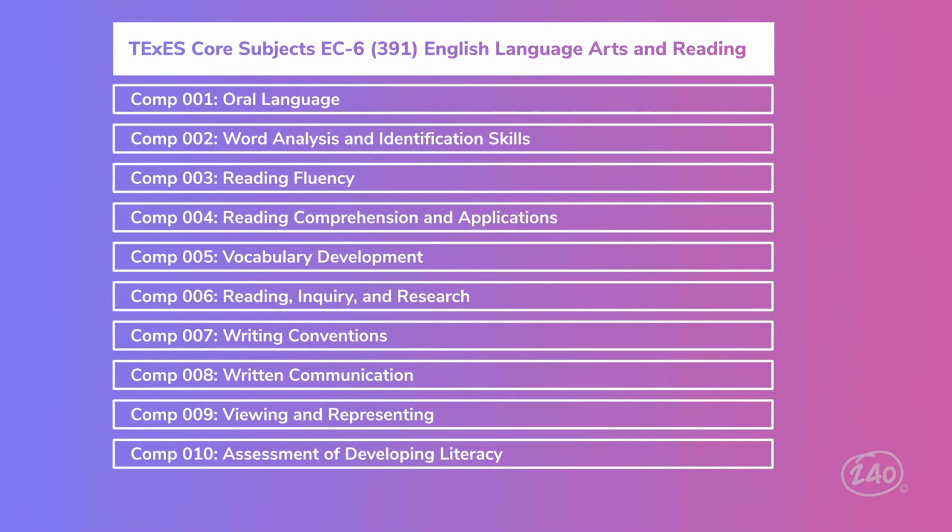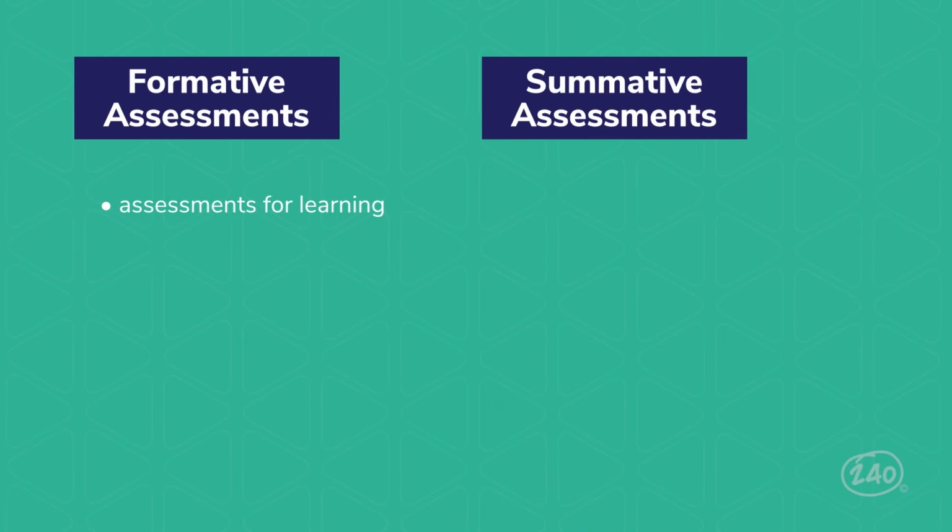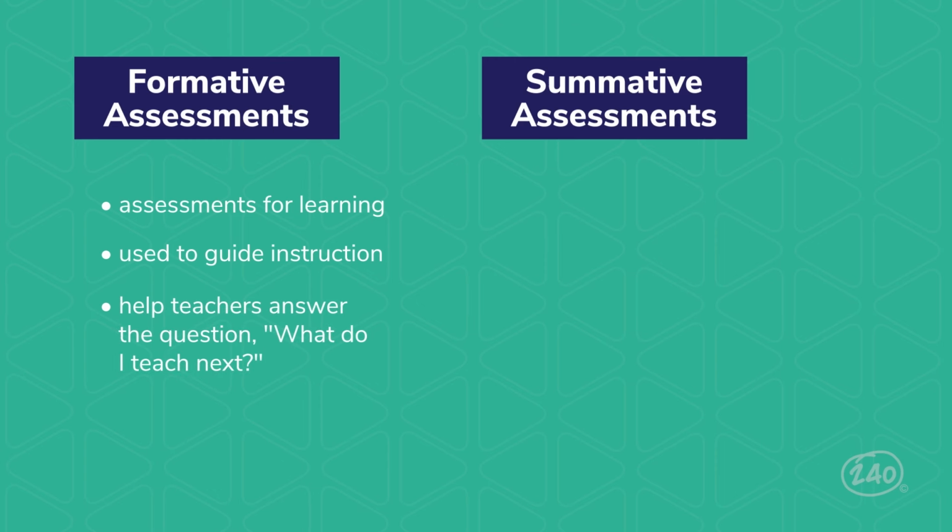You made it to the finish line, to the top of the volcano, the 10th competency. This one is assessment of developing literacy. There are lots of different kinds of assessments to measure students' literacy skills. 2 important ones to know are formative and summative assessments. Formative assessments are assessments for learning. They're used to guide instruction, meaning they're administered to assess students' progress toward meeting a learning objective so teachers can adjust instruction as needed. They help teachers answer the question, what do I teach next? Examples of formative assessments are exit slips, running records, or simply observing students.